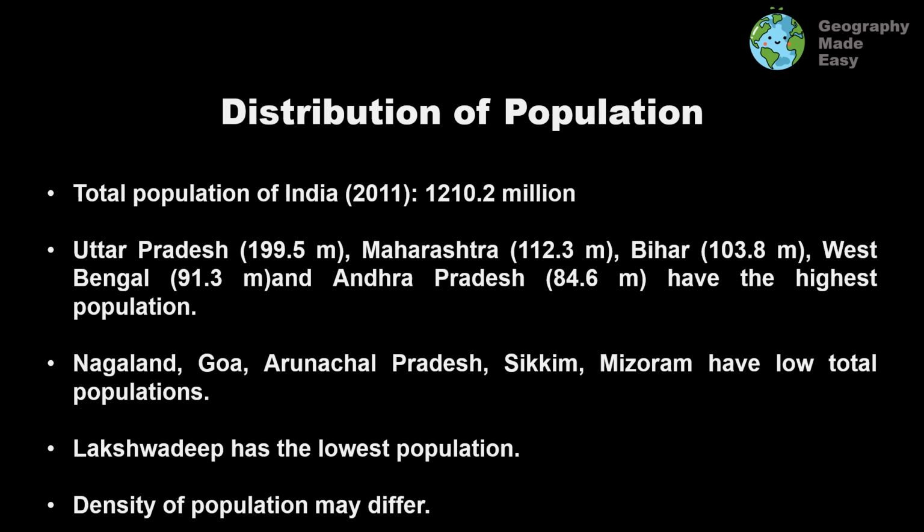Now we will be discussing the population distribution of India. According to the 2011 census, the total population of India was 1210.2 million. This population is not evenly distributed throughout the entire country. Rather, some states have more population than other states. There are several reasons for this kind of uneven distribution.